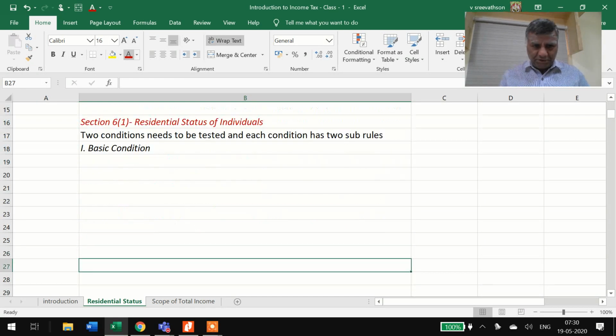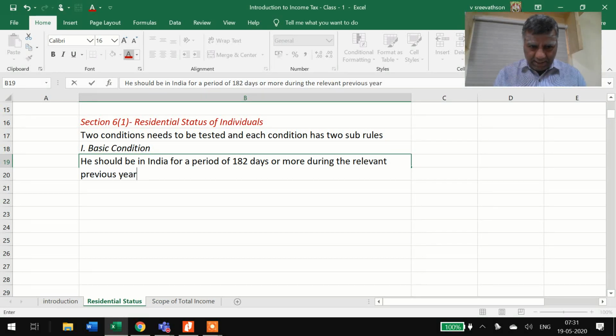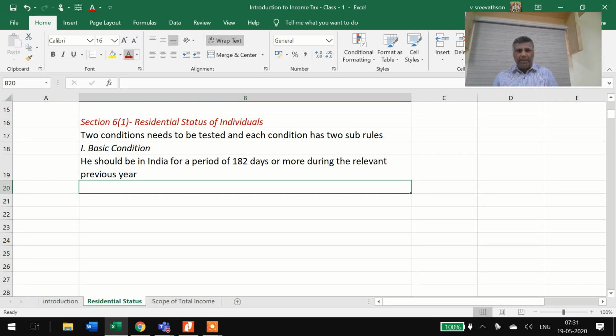Basic condition. He should be in India for a period of 182 days or more during the relevant previous year.